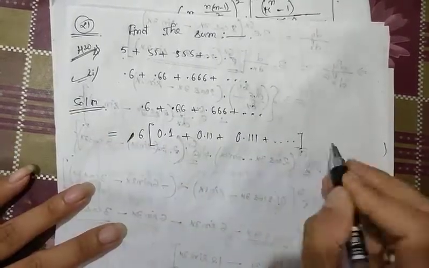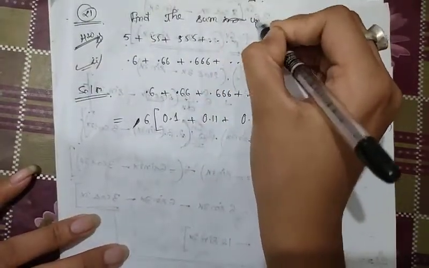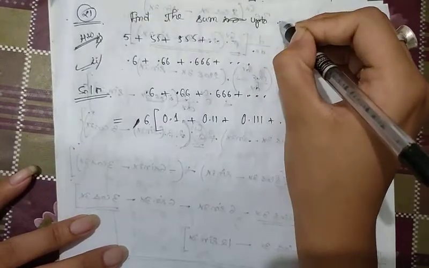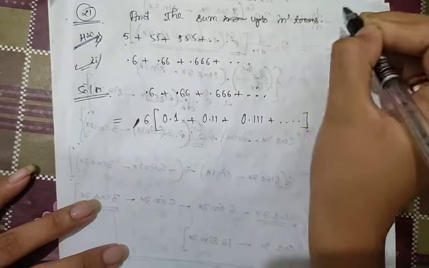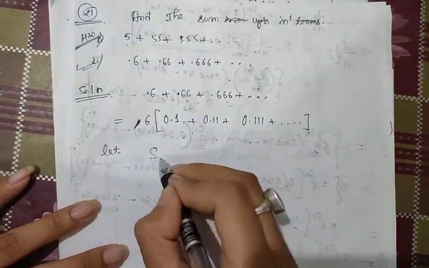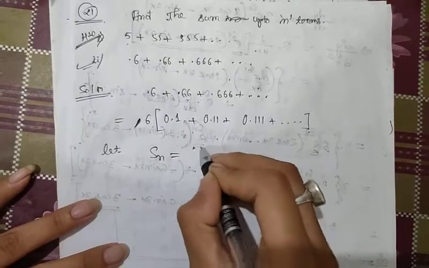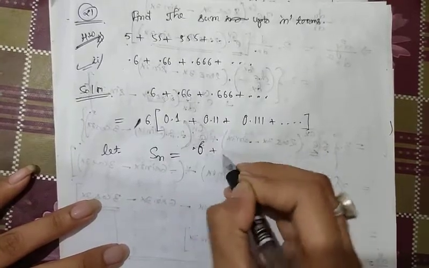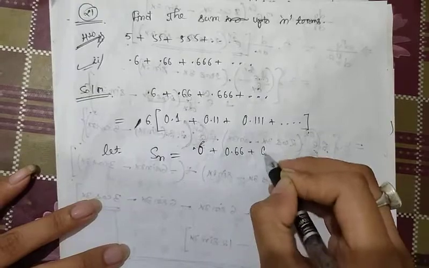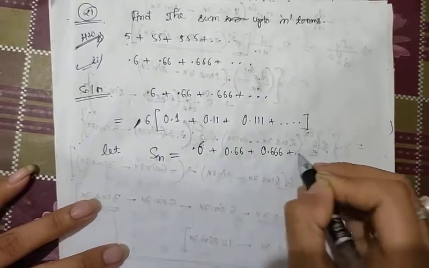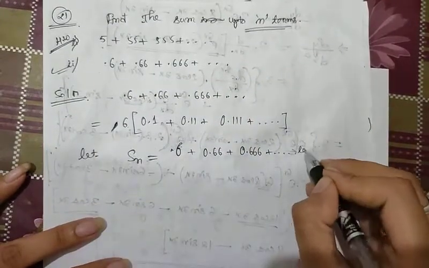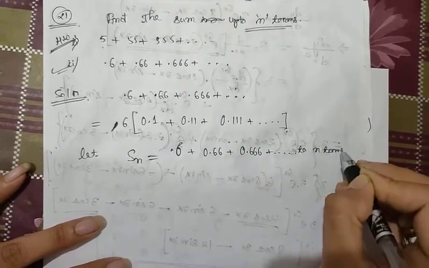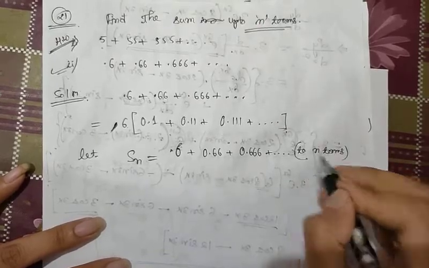Now in the question we are asked to find a sum up to n terms. We have to check up to which term we are asked to find the sum. So we take let Sn equal to 0.6 plus 0.66 plus 0.666, and it goes on. How many terms? n terms. So we are taking it Sn, up to n terms.